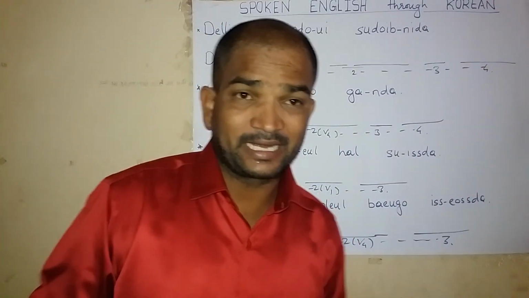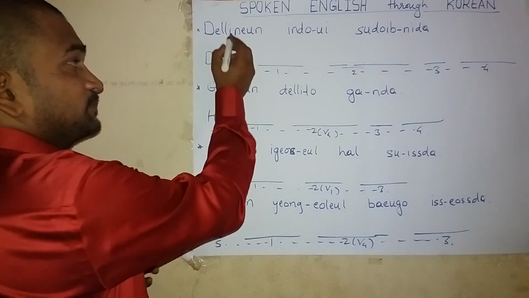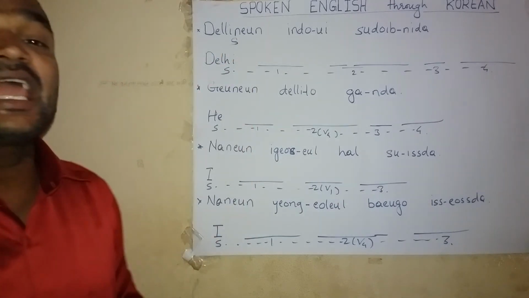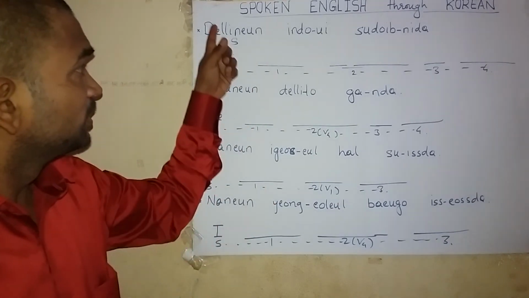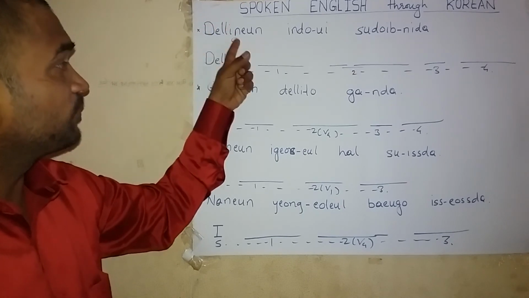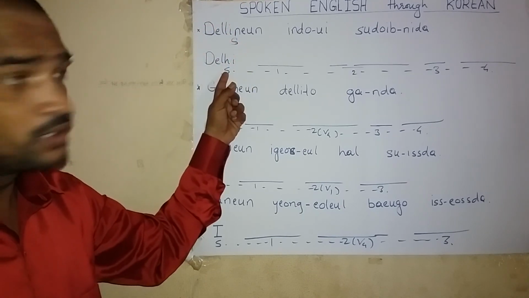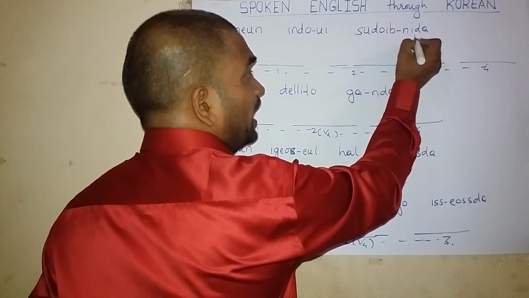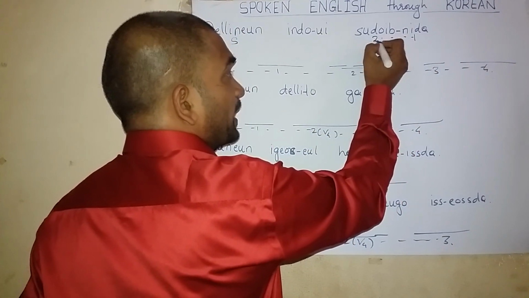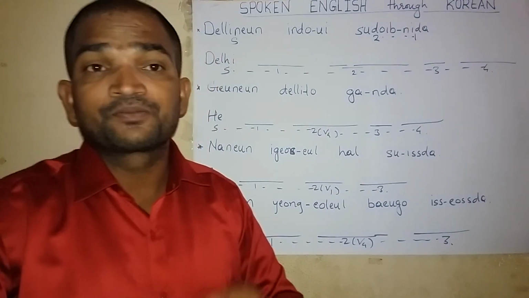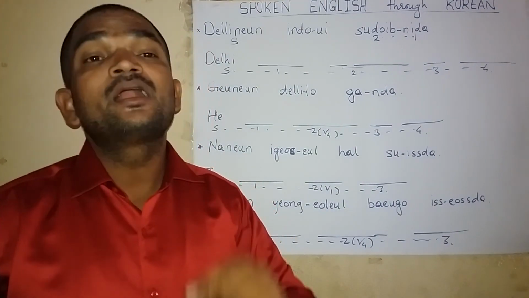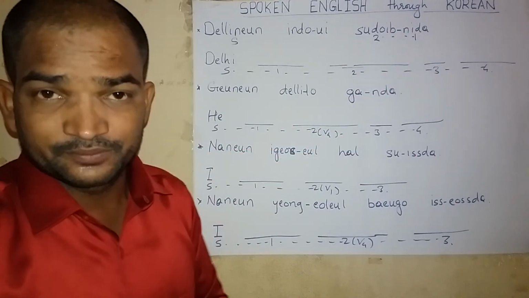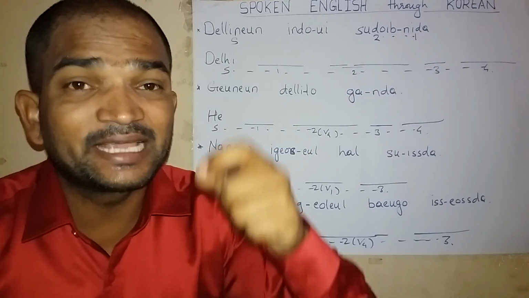By using that technique, first we have to find the subject. Here the subject is Delhi Nyon. The word for Delhi is Delhi. After finding the subject, we should directly go to the end of the sentence, and after that we should come back. Then our sentence will be created in English. Here at the end of the sentence is Nida. The English word for Nida is "is".